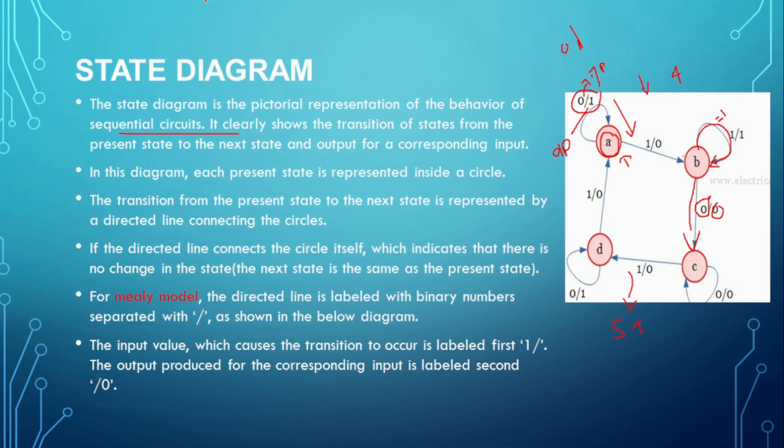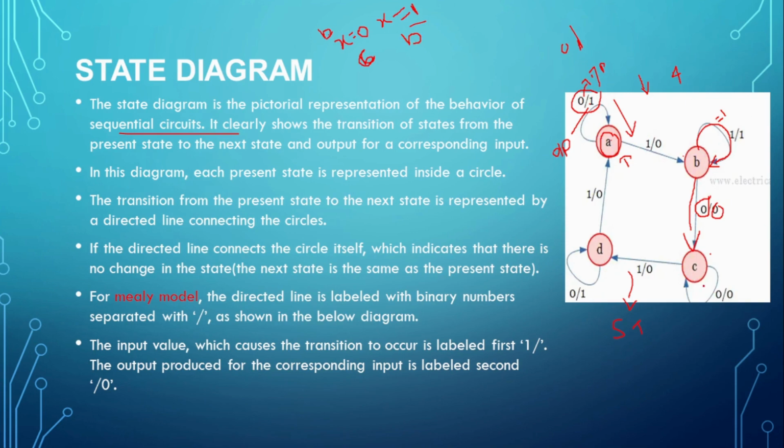For present state B, you need to find out two values: one when the input value x equals 0 and one more when x equals 1. When the present state is B and x equals 0, the next state is C. See here, when x equals 0, the next state is C. When B is the present state and the input value x is 1, the next state of B is the present state itself, that is B.